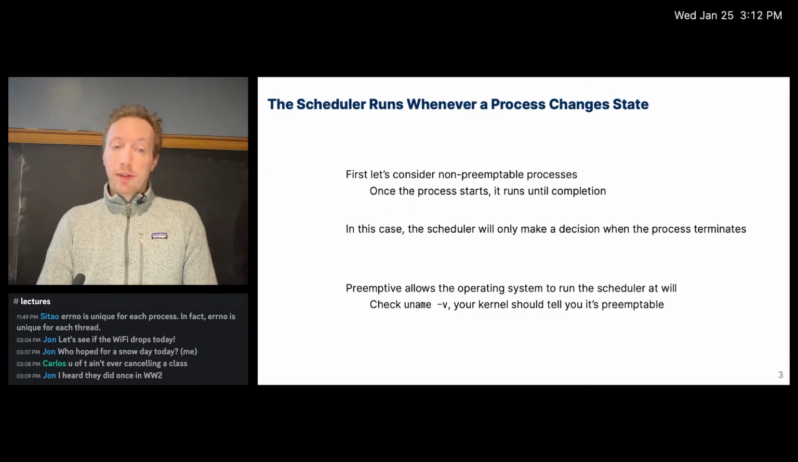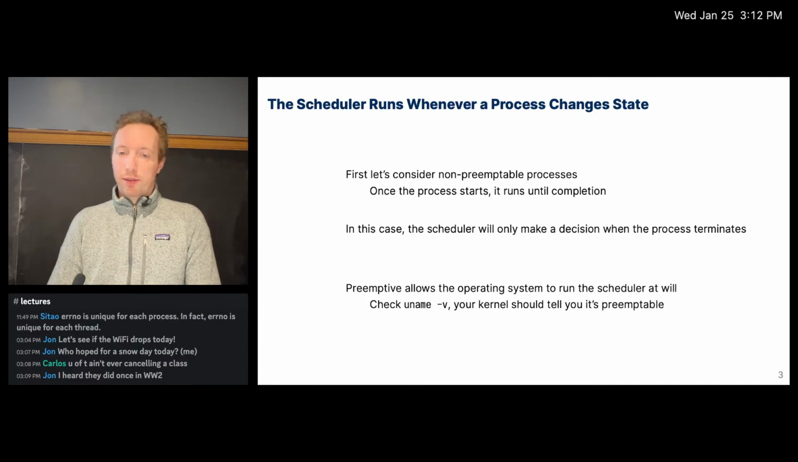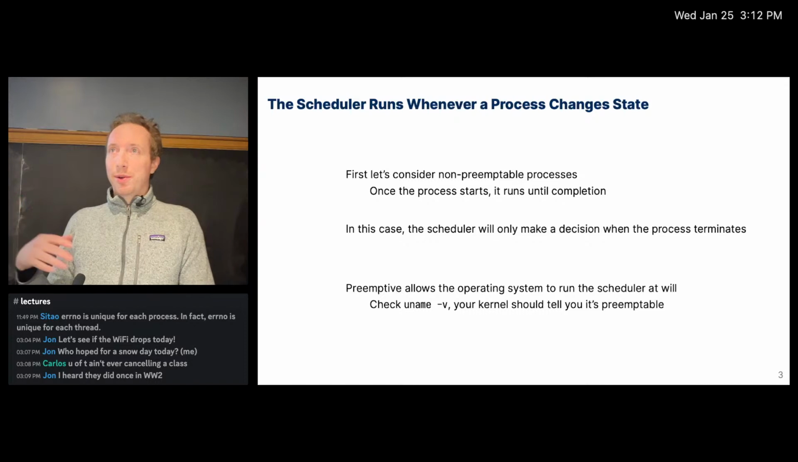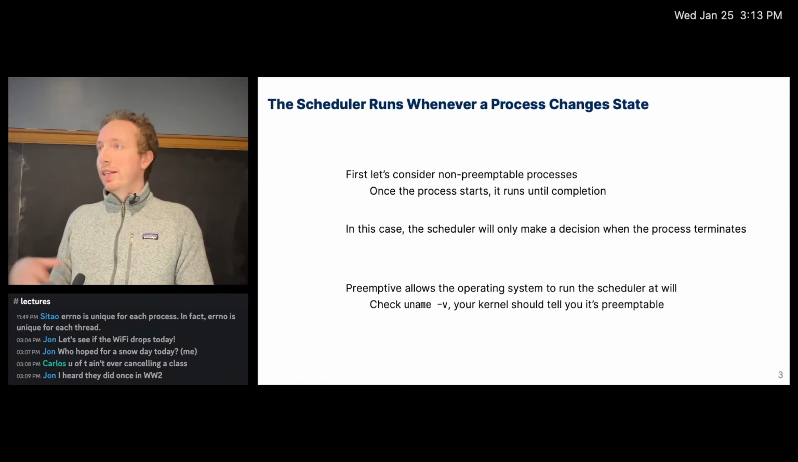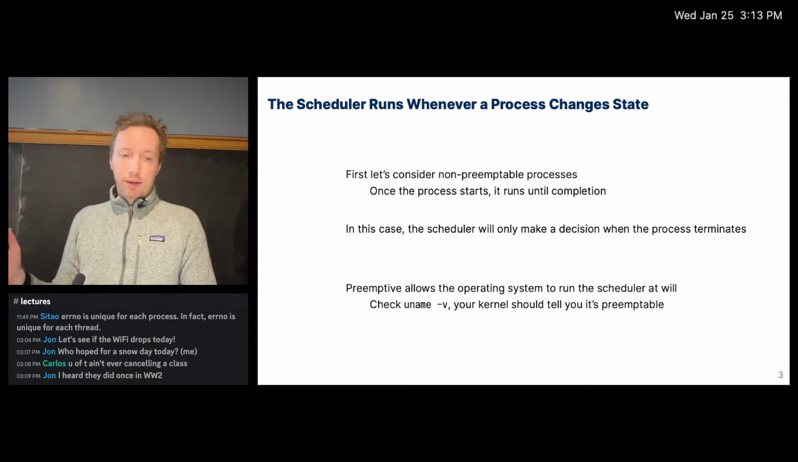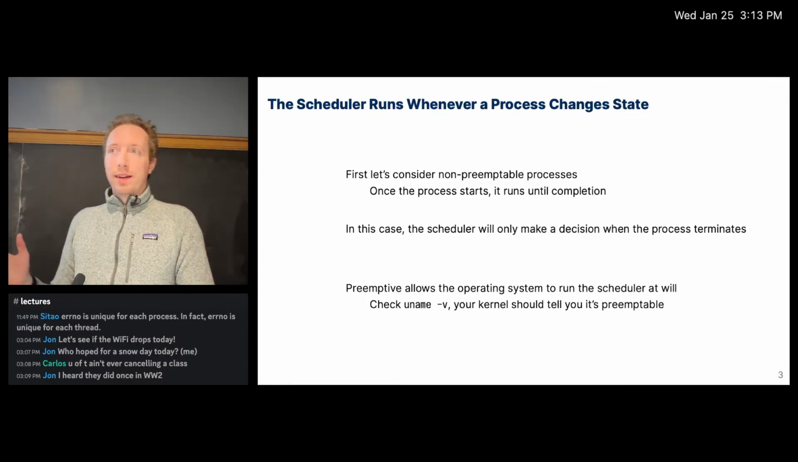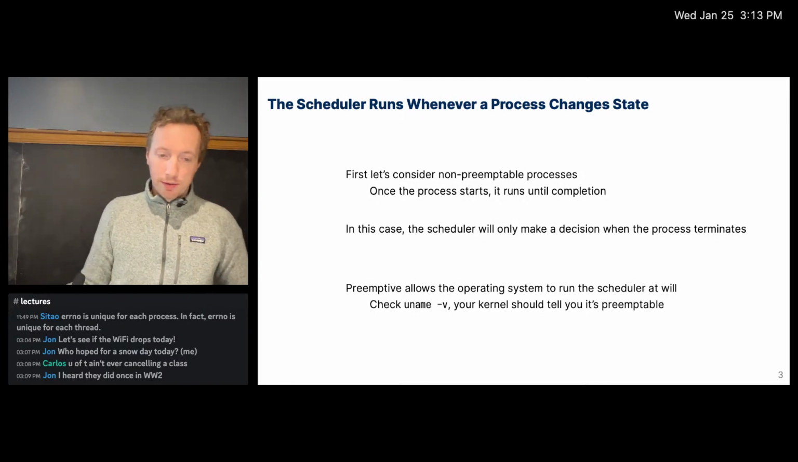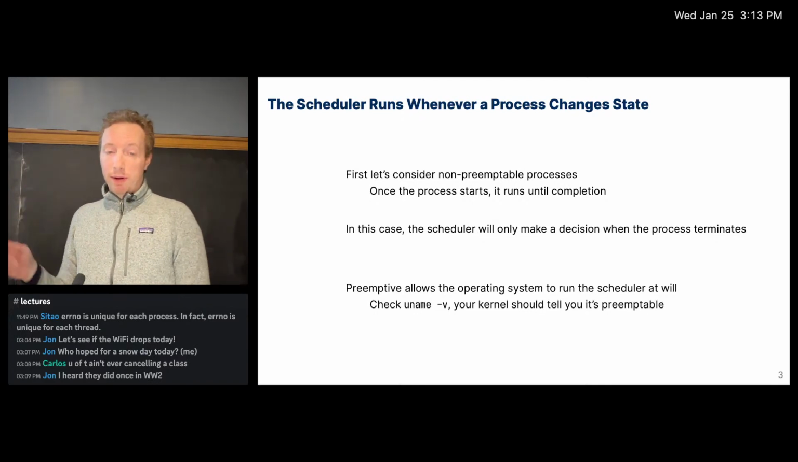So the scheduler just runs whenever a process changes state. So first we'll consider a non-preemptible process. So if a process is executing, it doesn't stop executing. So it just runs until completion. So in this case, our scheduler is pretty simple. We just have to make a decision when a process terminates and I need to put something else on the CPU to run. So this is preemptive.